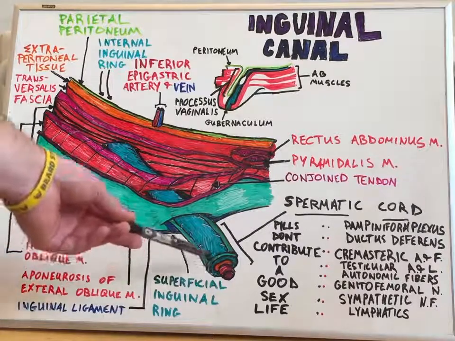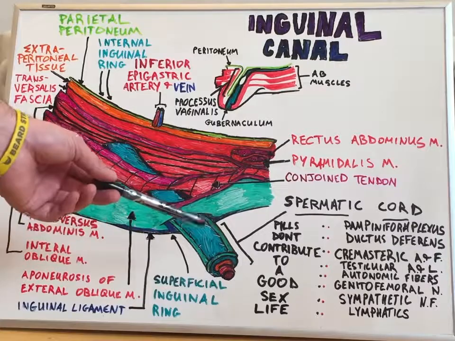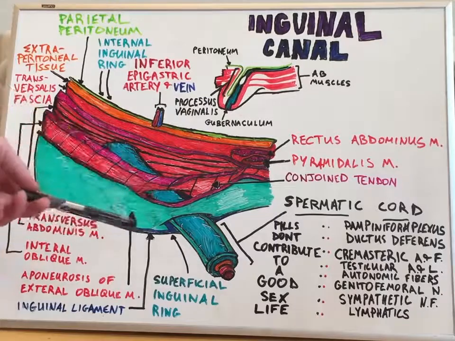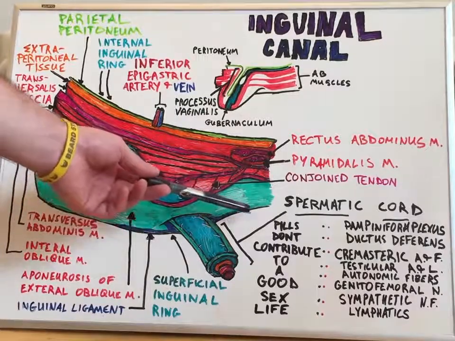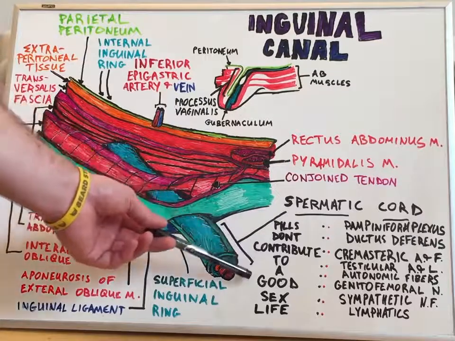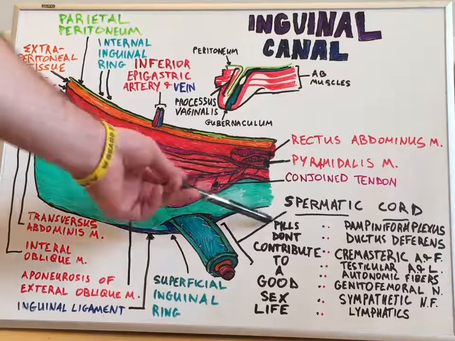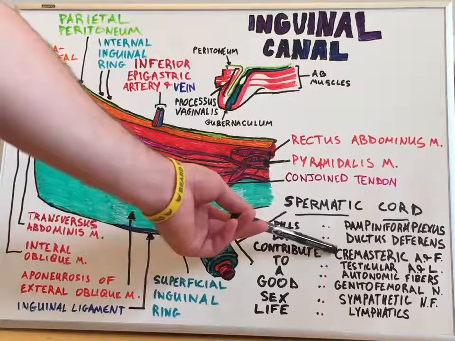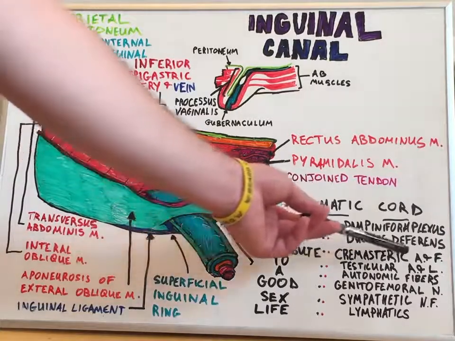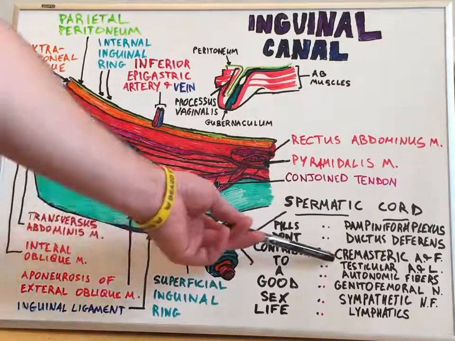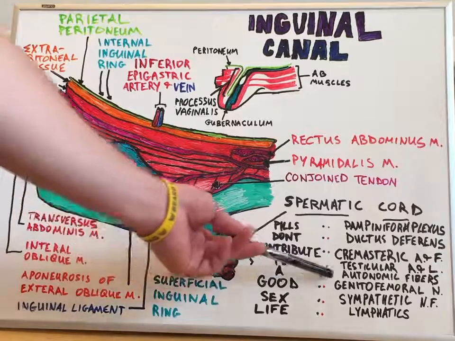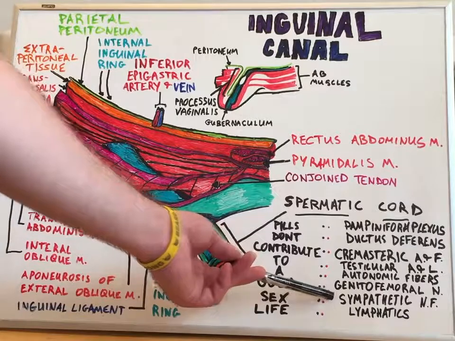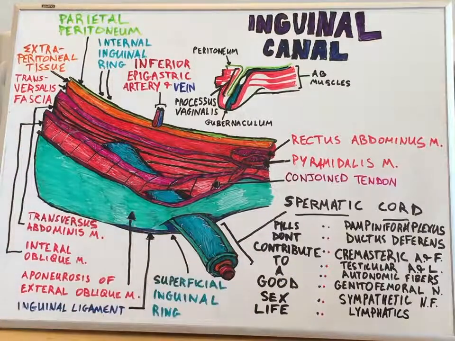Now I've not included all of the layers in my diagram, but I have a mnemonic here for you to help you understand all of the different structures that are passing through within the spermatic cord. And I have the mnemonic here from our friend Gabe: pills don't contribute to a good sex life. Now these stand for: pills, pampiniform plexus; don't, the ductus deferens; contribute, the cremasteric artery and fascia; 2, testicular artery and the lymphatics; A, autonomic fibers; good, genitofemoral nerve; sex, sympathetic nerve fibers; as well as lymphatics for life.